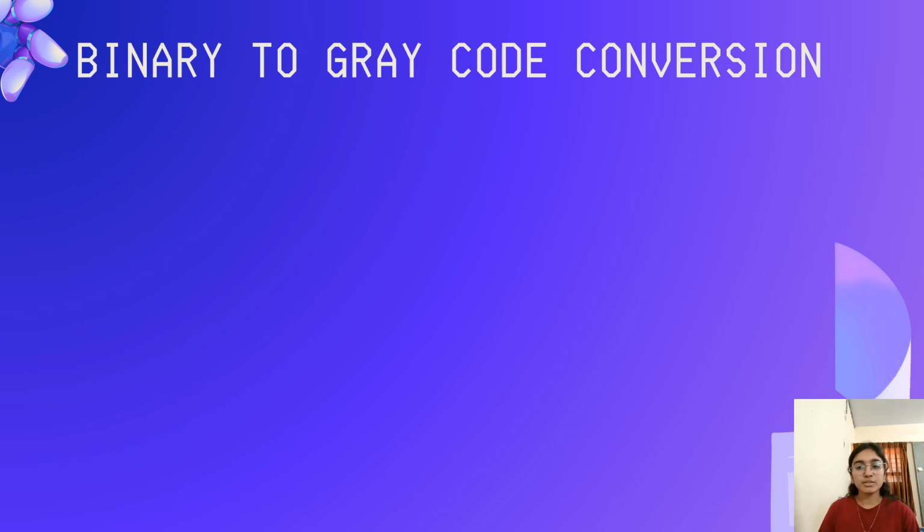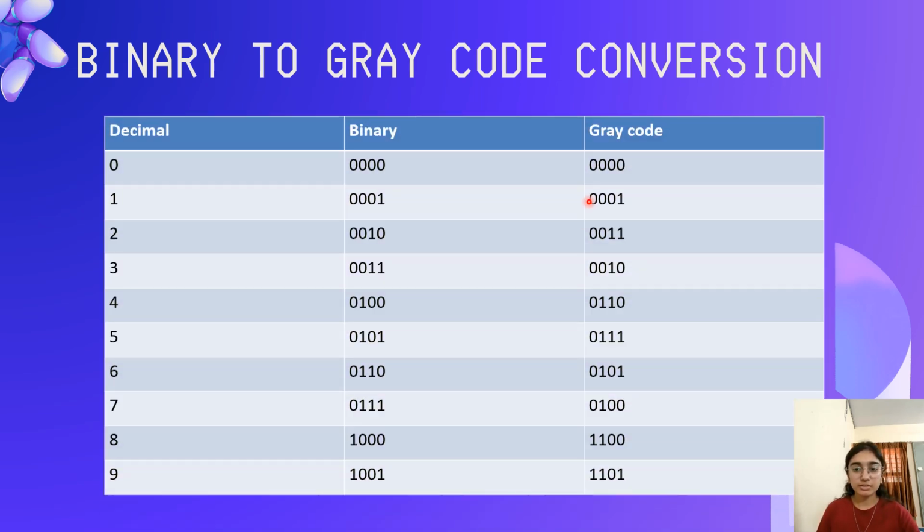Now, binary to gray code conversion. Now, let's understand how to convert normal binary into gray code. As you can see on the screen, the first gray code bit is the same as the first binary bit. After that, each next gray code bit is found by XOR of the current binary bit with the previous binary bit.